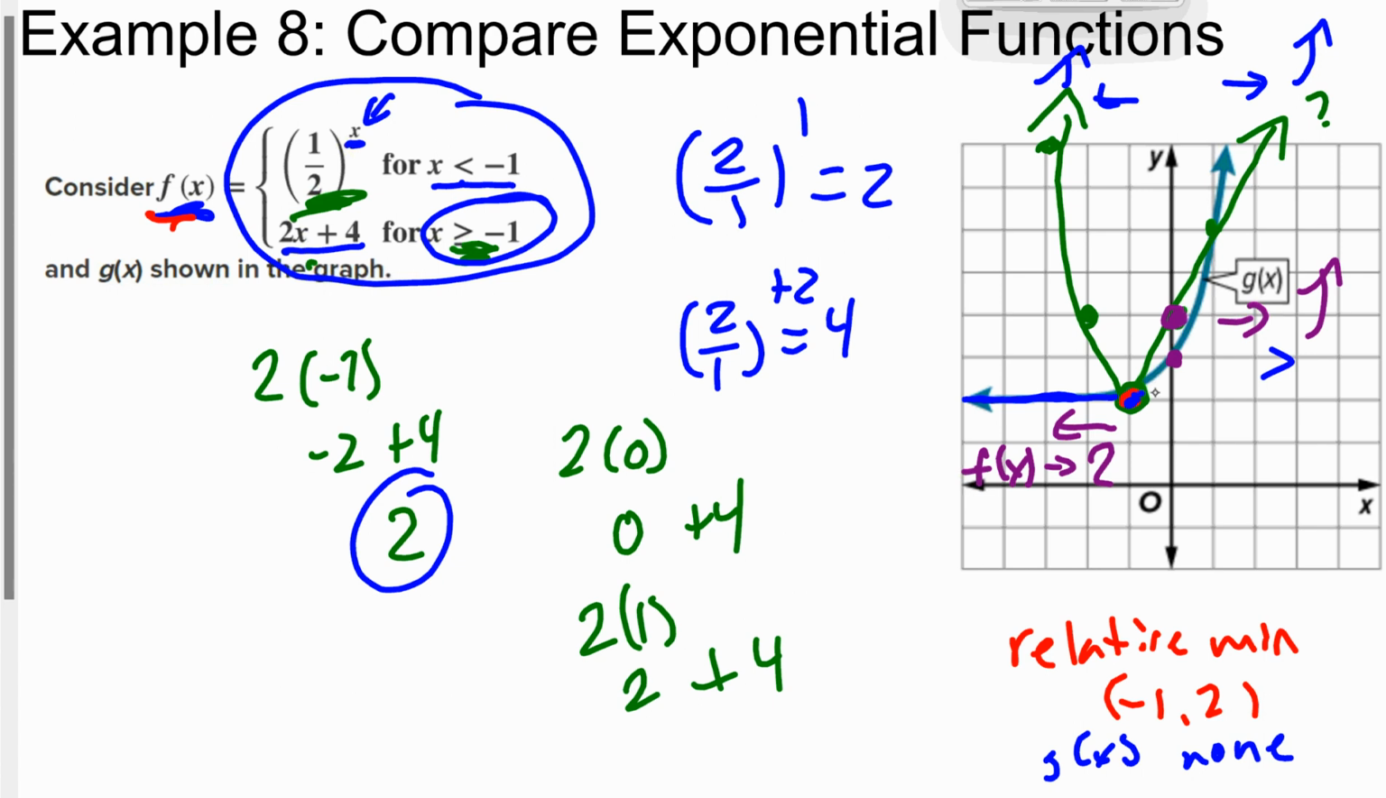Yeah, that's probably good on that one. So just comparing those, comparing the end behavior, comparing the asymptote, comparing the relative mins, comparing the y-intercept, end behavior. So that's what you're asked to do when you have more than one graph and you're comparing.